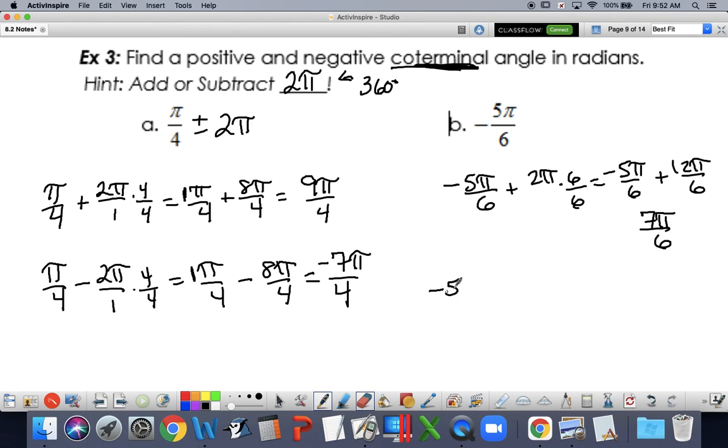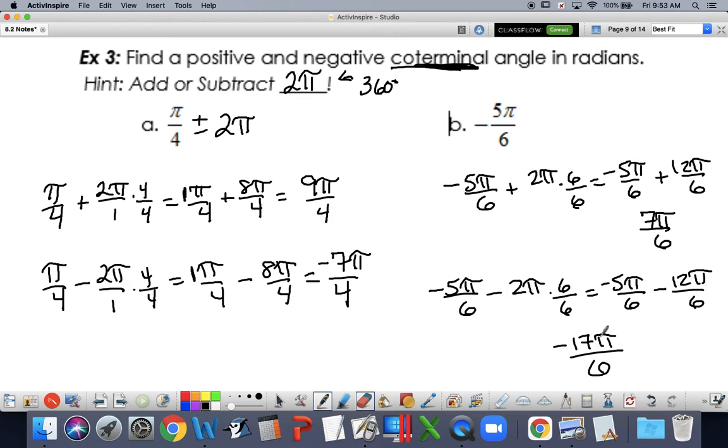Now let's find a negative one, negative 5 pi over 6 minus 2 pi. Got to multiply by that 6 over 6. So I get negative 5 pi over 6 minus 12 pi over 6. Subtract my numerators, keep my denominators. So I get a 7 pi over 6 and a negative 17 pi over 6, and those are all coterminal angles with the negative 5 pi over 6 that I started with. So really, it's just kind of practicing your understanding of fractions. Not a bad thing for us to do.